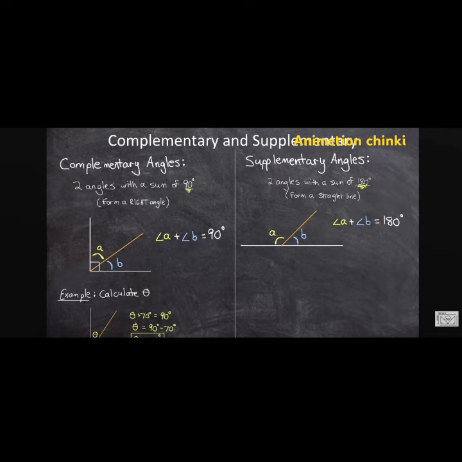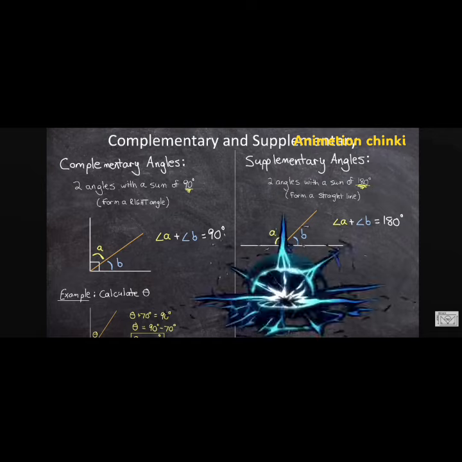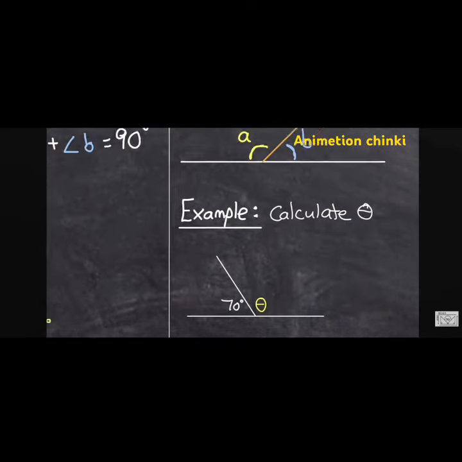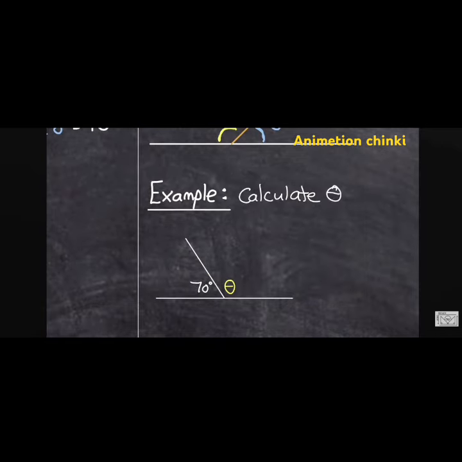And let's do a quick example with supplementary angles. In this example, we need to calculate angle theta again. So let me zoom in and notice that angle theta and 70 degrees combined together form a straight line, so they're supplementary. That means that angle theta plus that 70-degree angle would have to equal 180 degrees. So to calculate theta, just find the difference between 180 and 70, which means that angle theta would be 110 degrees.